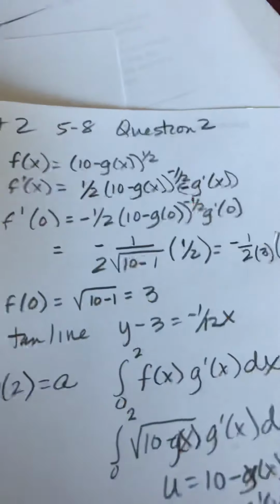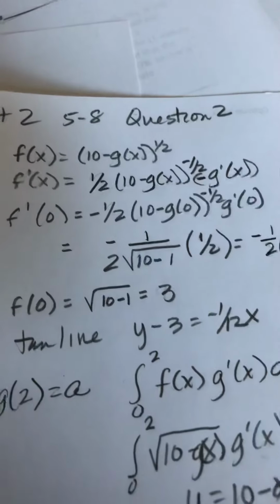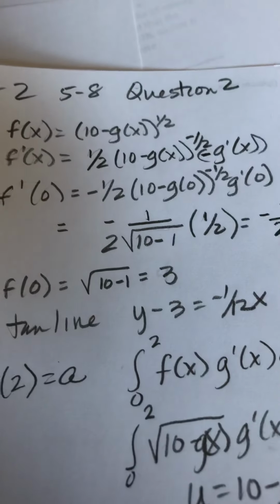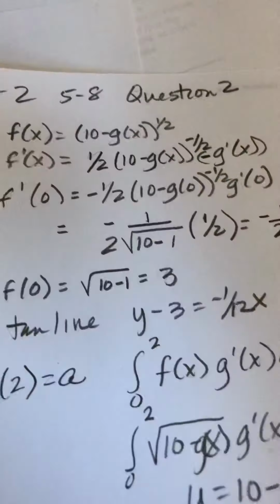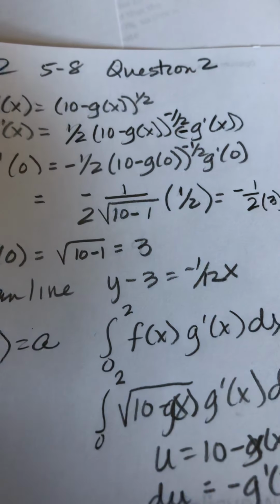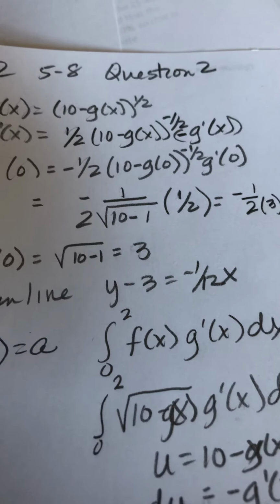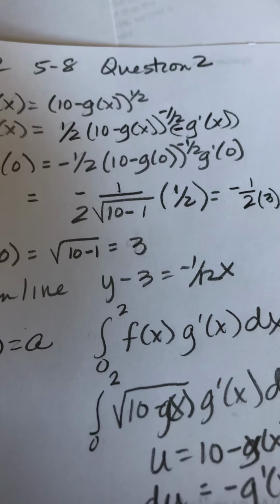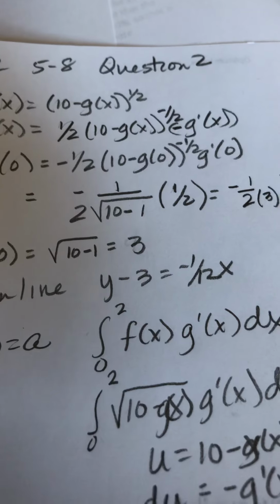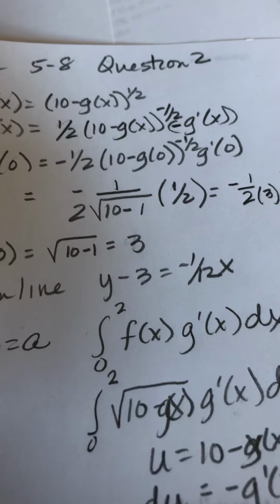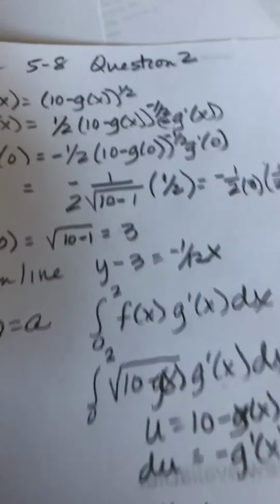So f is square root of 10 minus g of x, or 10 minus g of x to the 1/2 power. So we need f prime because we need the slope. So using the chain rule, 1/2 of 10 minus g of x to the negative 1/2 times the derivative of 10 minus g of x. That's going to be negative g prime of x. A lot of people left off that negative.